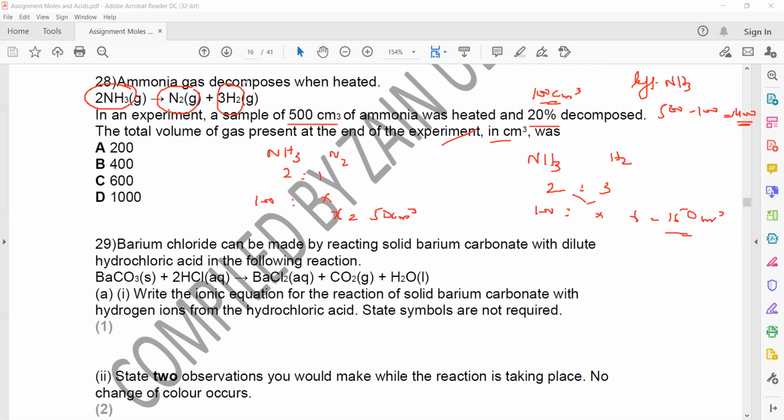So basically, the unreacted ammonia which is left is 400 cm cube, formed nitrogen is 50 cm cube, and formed hydrogen is 150 cm cube. So the total volume of gas, the unreacted reactant and the formed products, is 400 plus 50 plus 150, so the total volume will be 600 cm cube. So C will be the right answer. Is it clear?